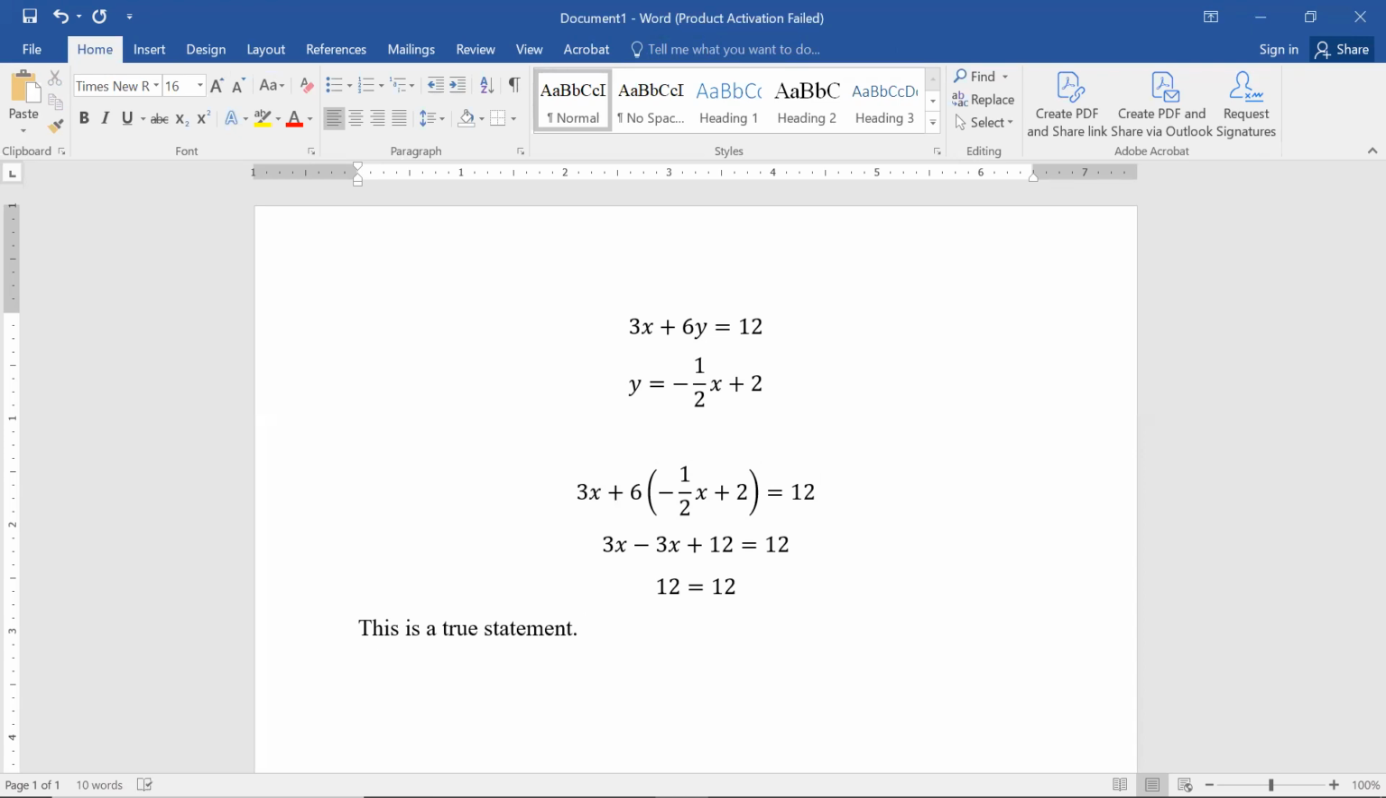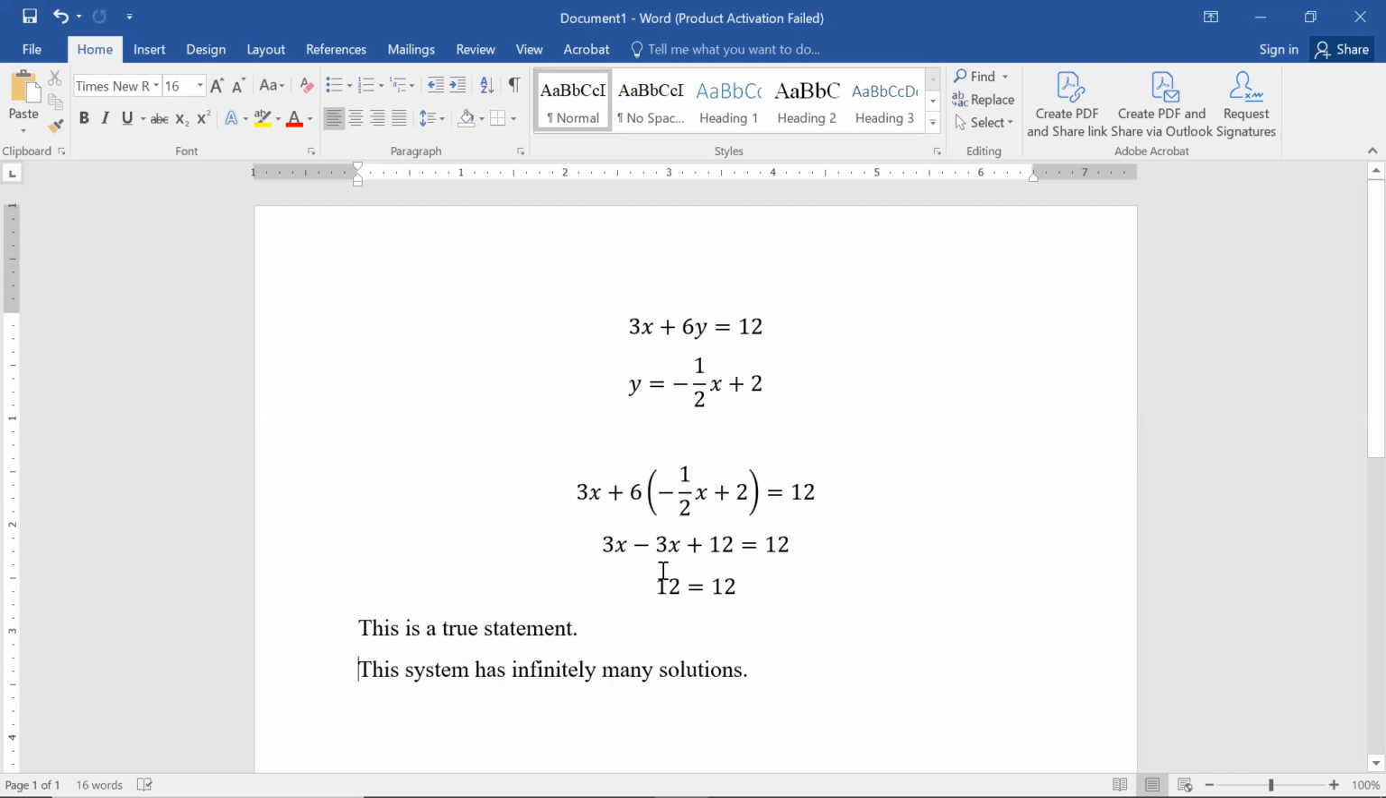A true statement yields infinitely many solutions. In other words, if you go back to the intro, these two lines are going to be right on top of each other. So the answer is infinitely many solutions.